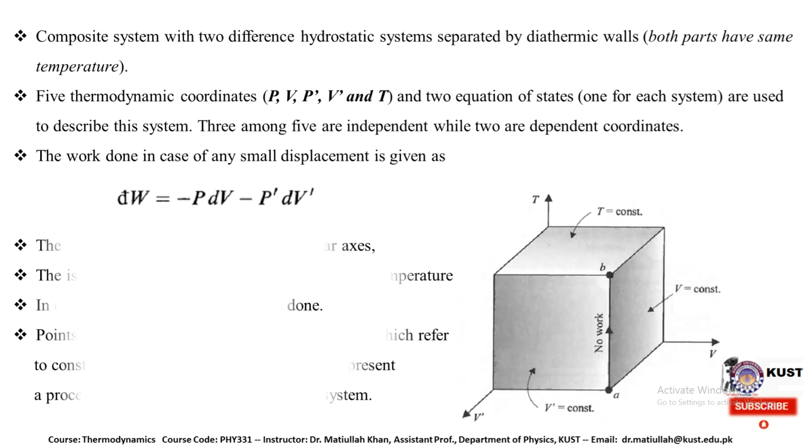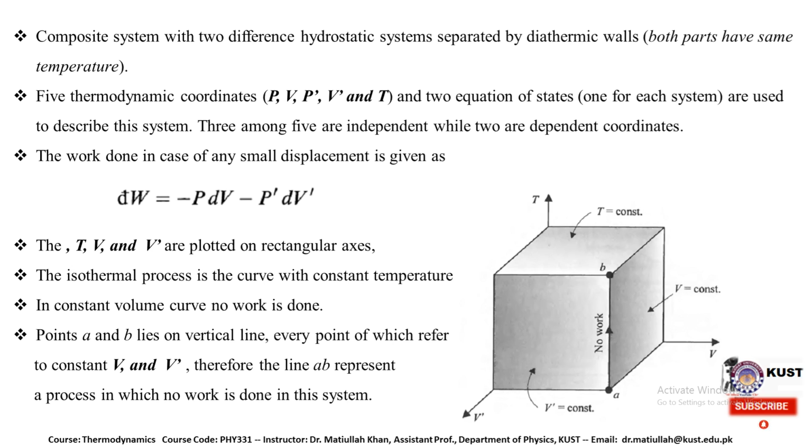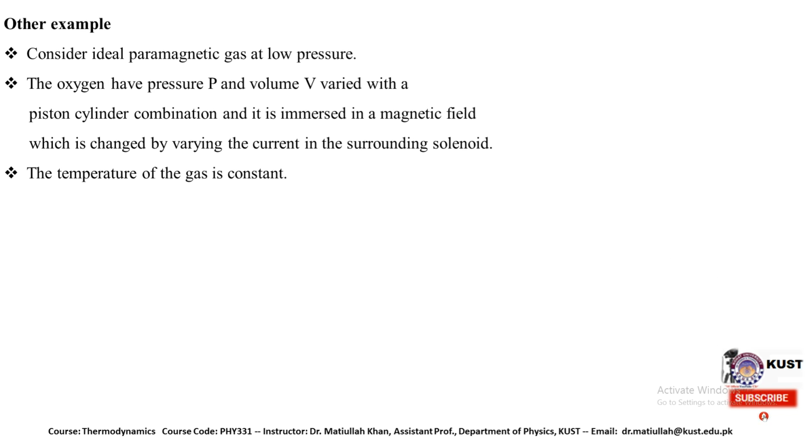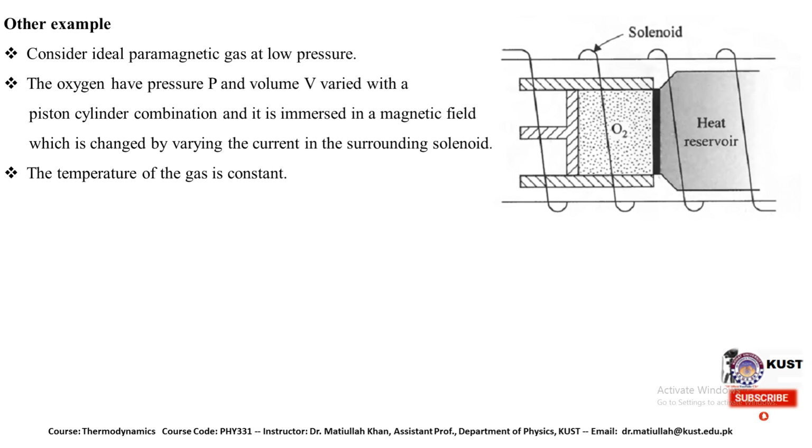So this was the particular system and the explanation of the work diagram for that system: how many curves we have, that is the constant temperature and constant volume curves, and the lines where no work is done, that is the AB line. So we consider some other systems. If we have some other system, how can we deal with this? The other system is the example of an ideal paramagnetic gas at low pressures. Keep in mind, this is a gas, that is oxygen gas, closed in a cylinder.